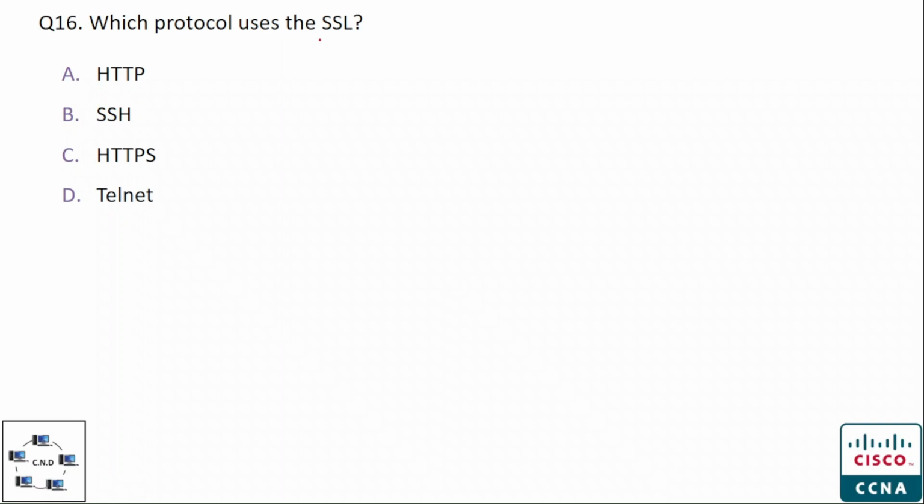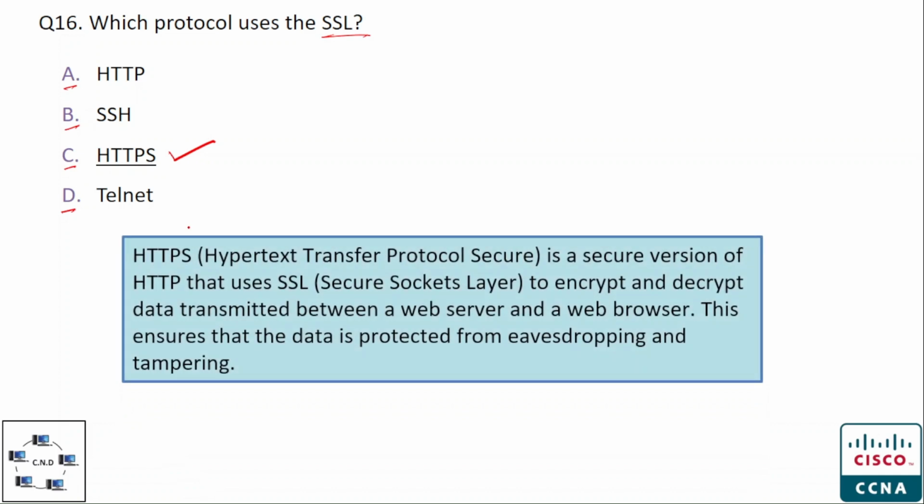Question number 16. Which protocol uses the SSL? SSL is Secure Socket Layer. The options are option A, HTTP, option B, SSH, option C, HTTPS, and option D, Telnet. And the correct option is option C, HTTPS. So HTTPS, Hypertext Transfer Protocol Secure, is a secure version of HTTP that uses SSL, Secure Sockets Layer, to encrypt and decrypt data transmitted between a web server and a web browser. This ensures that data is protected from eavesdropping and tampering.